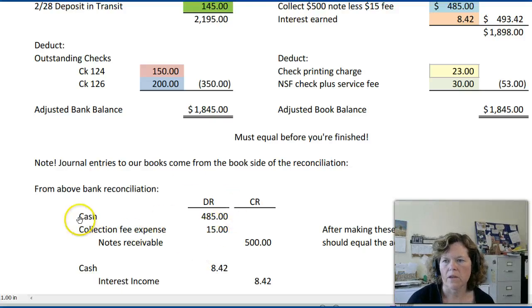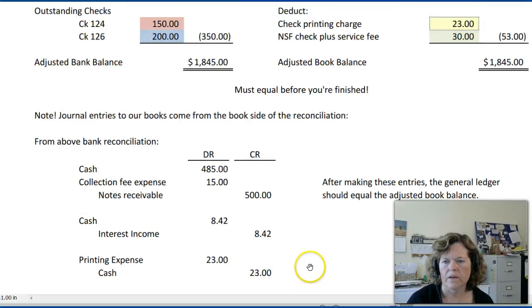The first entry, we're increasing cash. So we're going to have a debit to cash, a debit to collection fee expense, and a credit to notes receivable. The next addition, we have a debit to cash. Again, we're increasing cash, and then we have a credit to interest income. The next two entries are decreases to cash, so you're going to see credits in both of those cases. The first one is a check printing charge for $23. I've debited printing expense and credited cash.